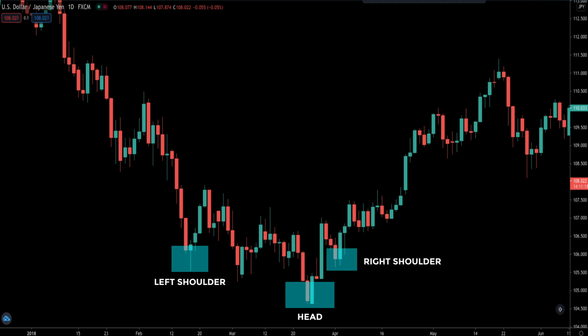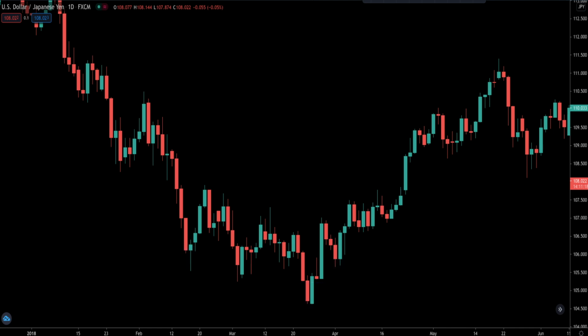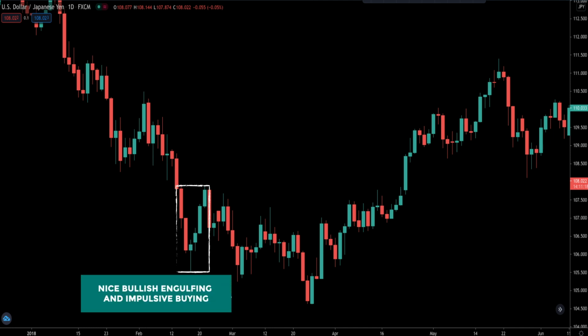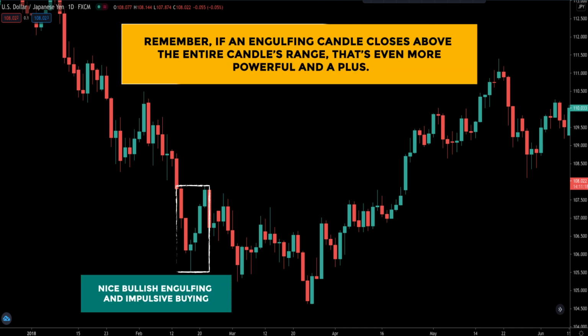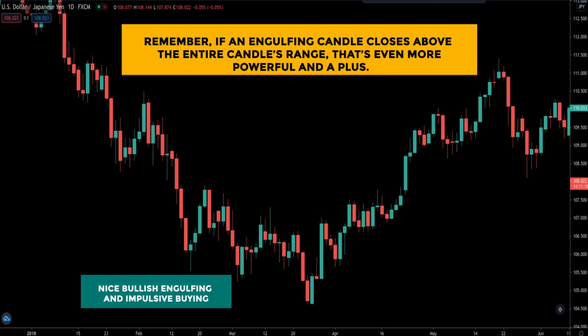Before I proceed, I would like you to pause the video and try to see if you can break down why this is a high probability inverted head and shoulders pattern. Let's begin at the left shoulder. We see a nice bullish engulfing candle. Remember, if an engulfing candle closes above the entire candle's range, that's even more powerful and a plus point.